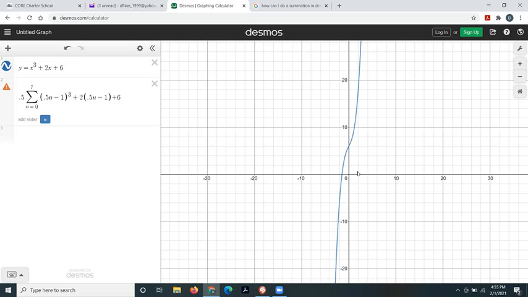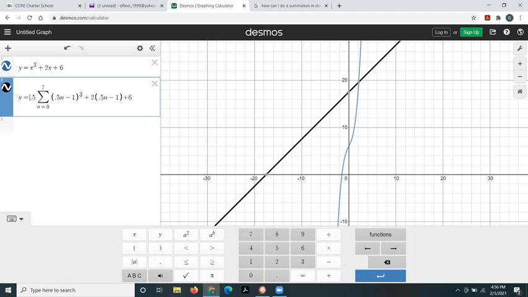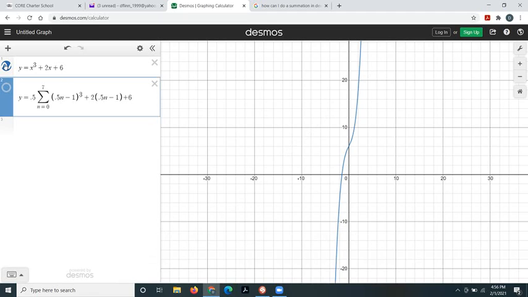So I can see that it has a certain shape to it, and I can get some of my points. Anyway, here's the cubic, and you can move your cursor along and get some values.